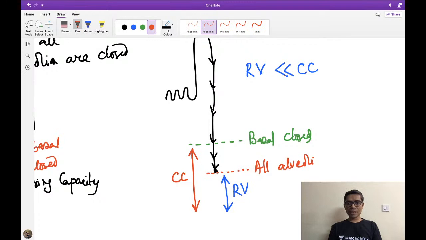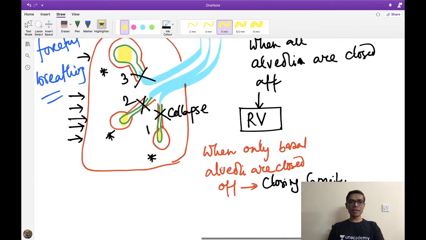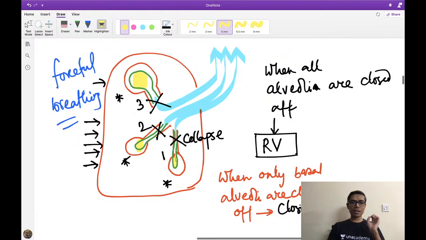Generally, whenever you are describing closing capacity, it is said that closing capacity is equal to residual volume plus closing volume. That means this part is nothing but the closing volume. So if you add up this closing volume and residual volume, you are going to get the closing capacity. So what is the bottom line from here? Whenever you are doing a forceful expiration, the closure of the alveoli will start from the base, then the middle part, then the apical part.